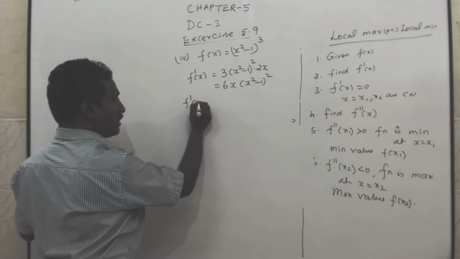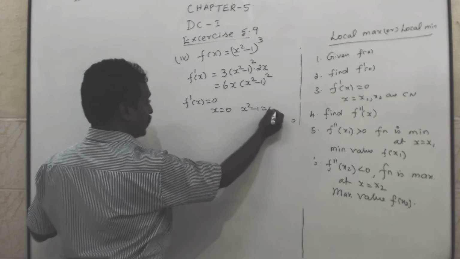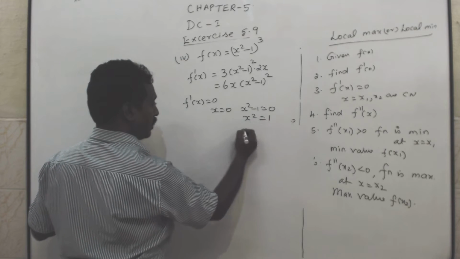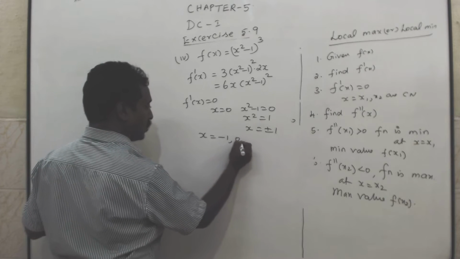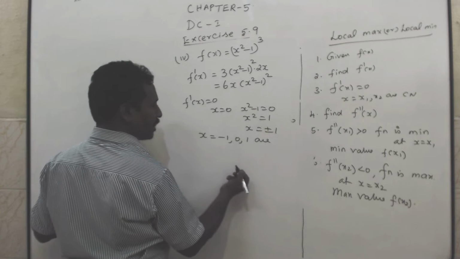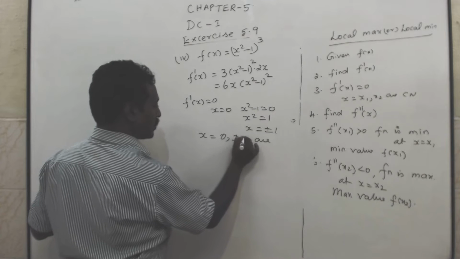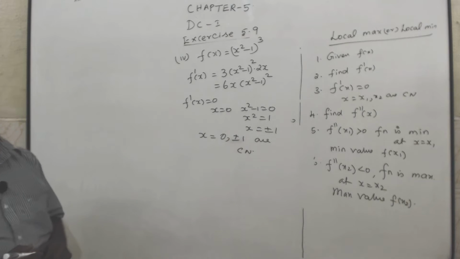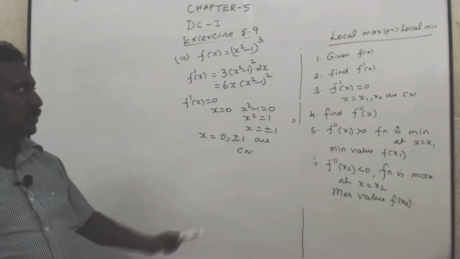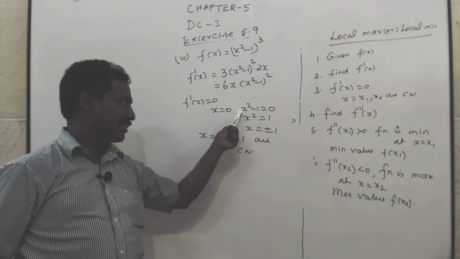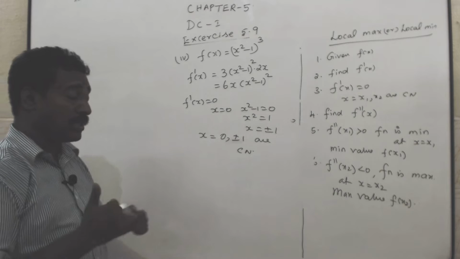f dash of x equal to 0, that means x is equal to 0, x square minus 1 equal to 0, x square equal to 1, x is equal to plus or minus 1. x equal to minus 1, 0, plus 1 are what type of numbers? Critical numbers. Or otherwise 0, plus or minus 1 are critical numbers. What is the next step?